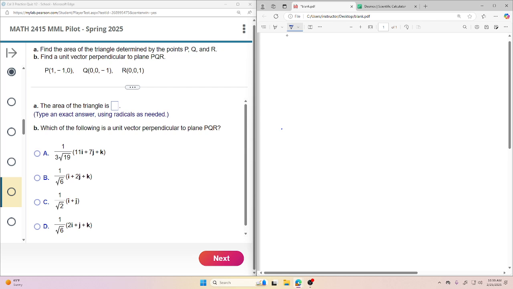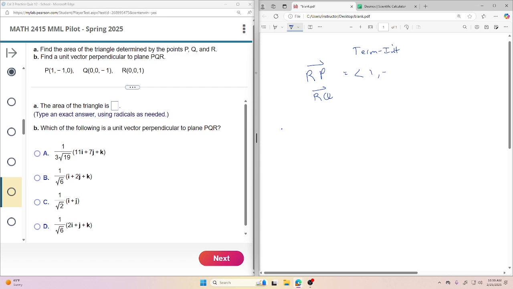Okay, good. So to do that, we need to pick one of these as our kind of origin. I'm going to use R because it's a little easier. So I'm going to go R to P, and I'm going to go R to Q. And remember, this is terminal minus initial. Those kinds of things are also on there. It's just kind of subtle, terminal minus initial.